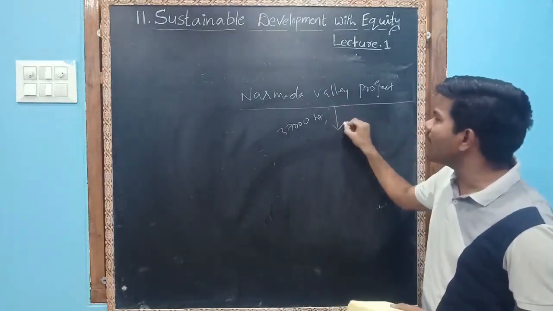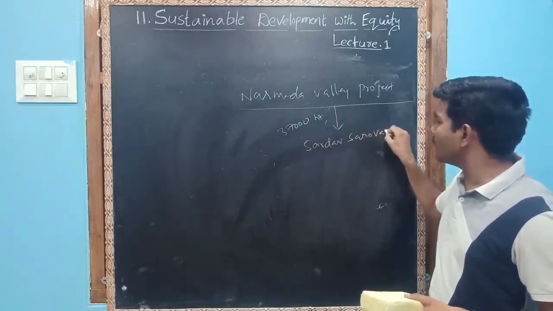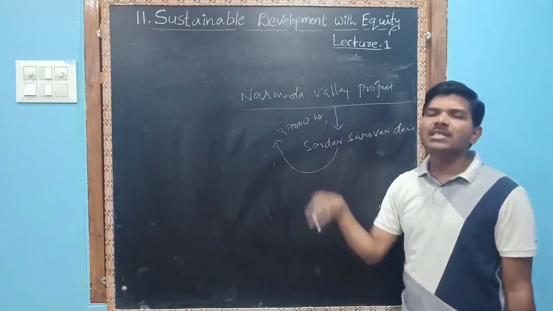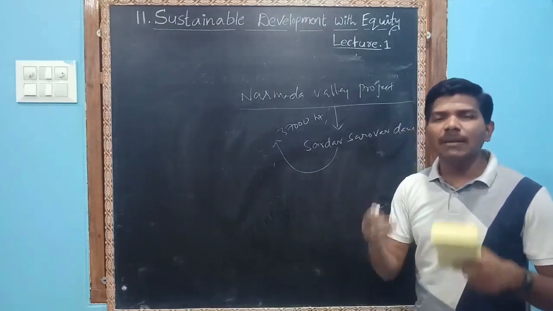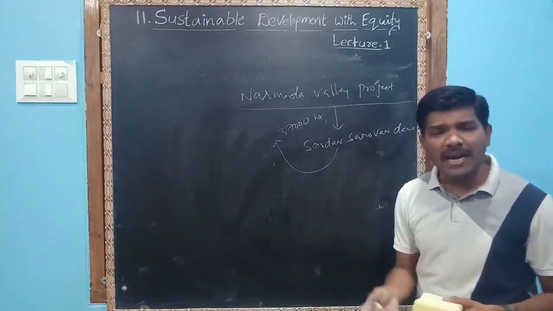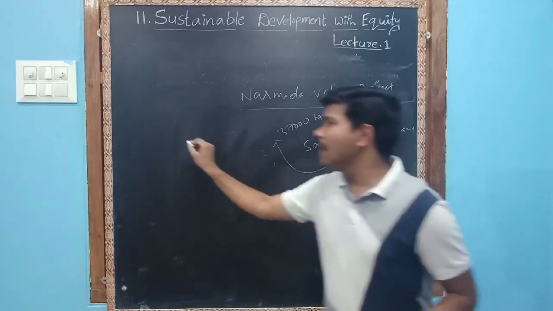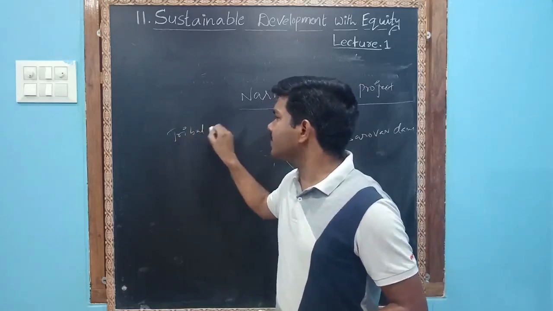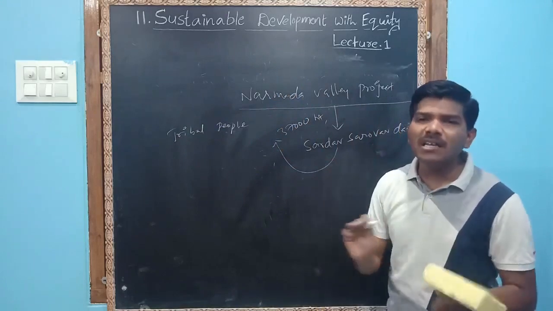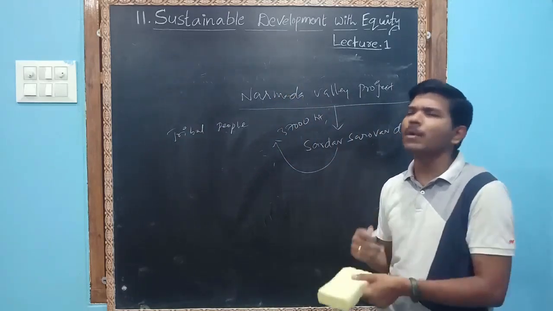Under this Narmada Valley project, the Sardar Sarovar Dam was constructed. Due to the Sardar Sarovar Dam, 37,000 hectares of land were submerged into the water. Not only that, many rare species of plants and animals died or were displaced. Tribal people were also displaced. Most of the agricultural land and pasture land was submerged, and a serious problem was faced.